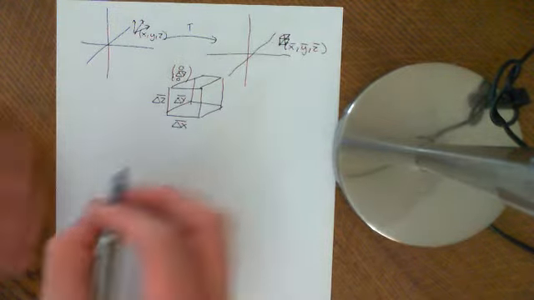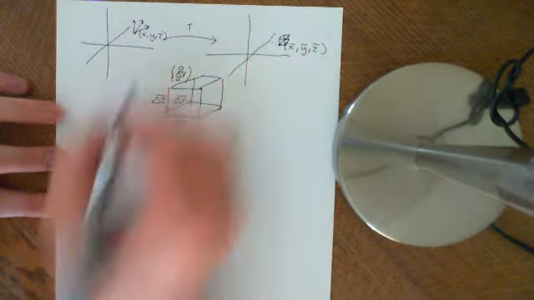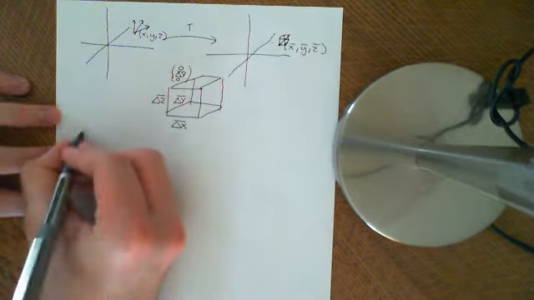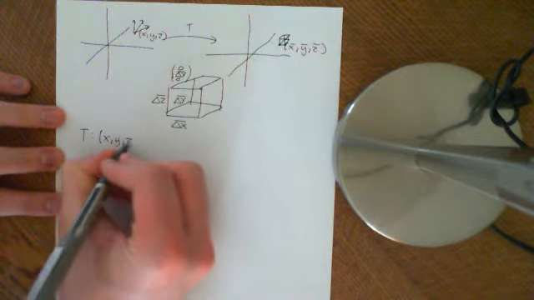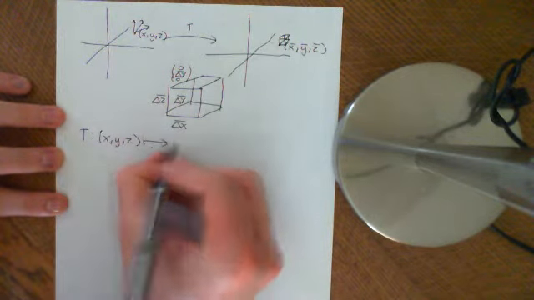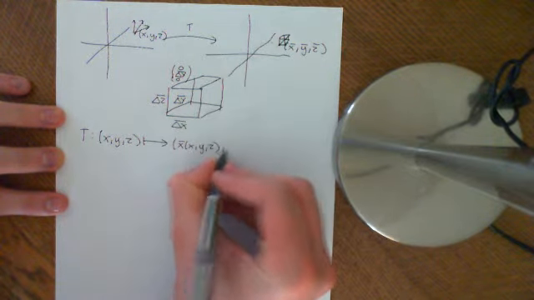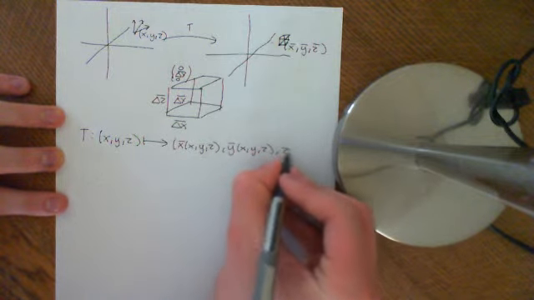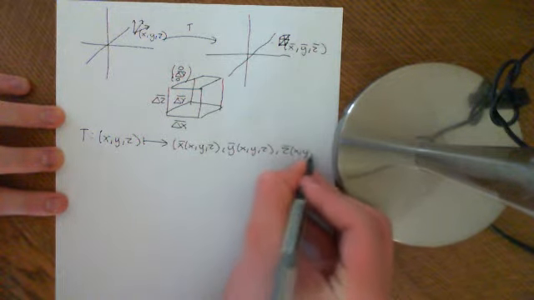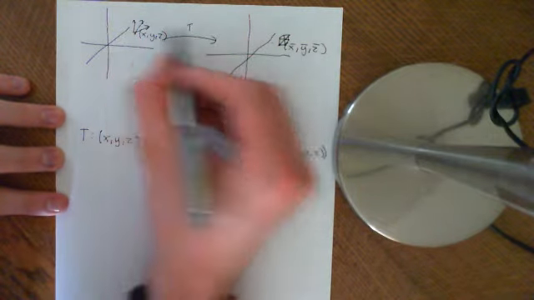But we know the transformation in this direction, so we can construct the matrix of partial derivatives. So let's say that T maps an ordered triplet x, y, z onto x bar, which is a function of x, y, and z, y bar is a function of x, y, and z, and z bar is a function of x, y, and z. Okay? Right.